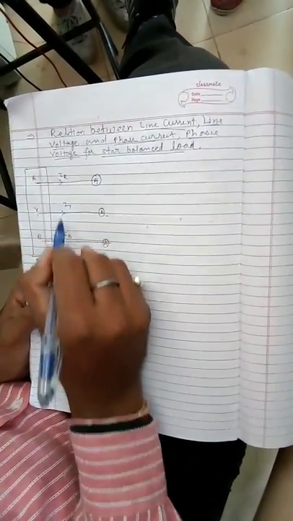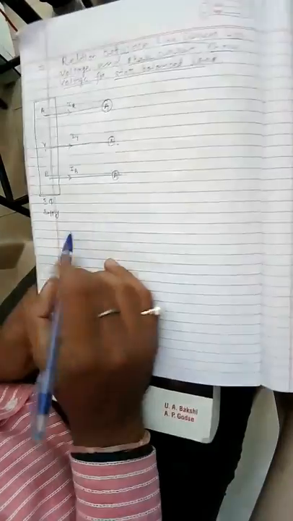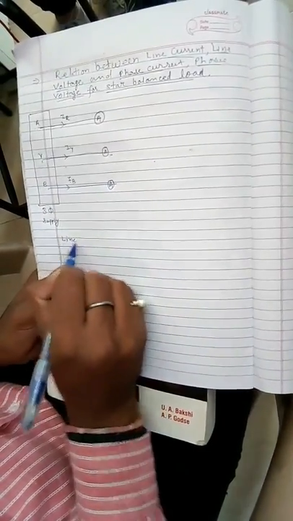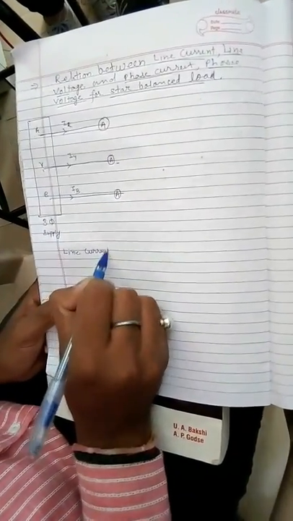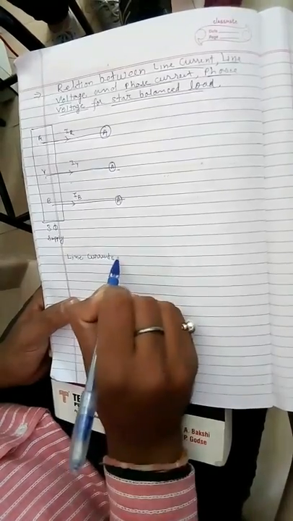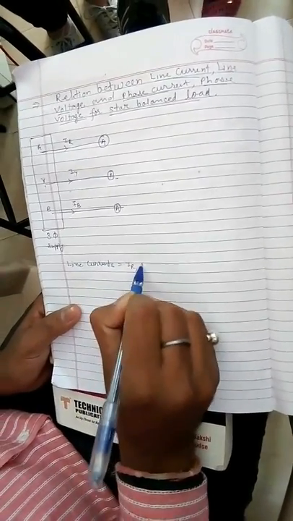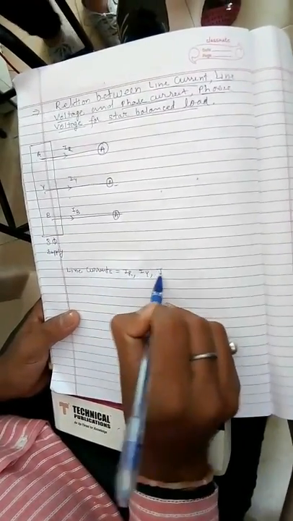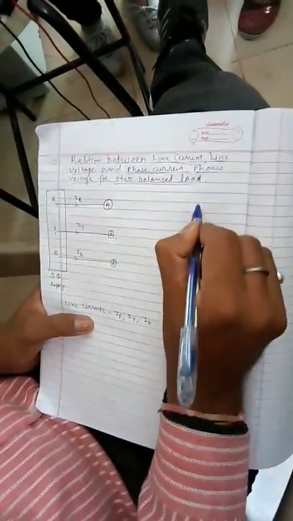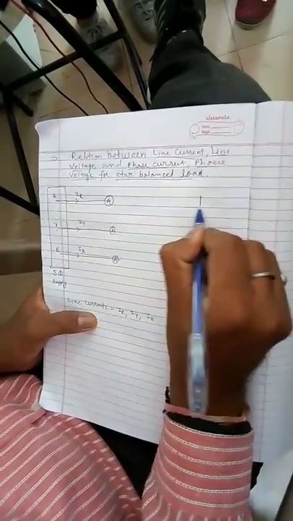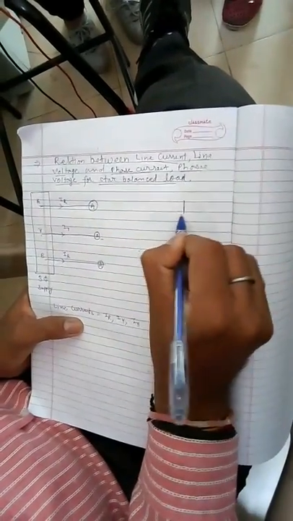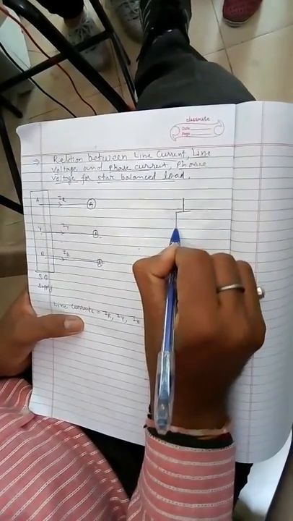And this IR, IY and IB is what? Line current. Line currents are IR, IY and IB. These all three are the line currents. Then here we will make the star connected balanced load.